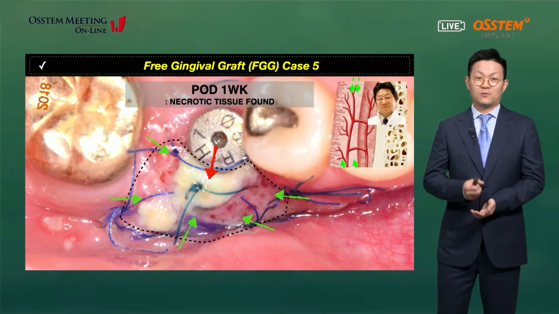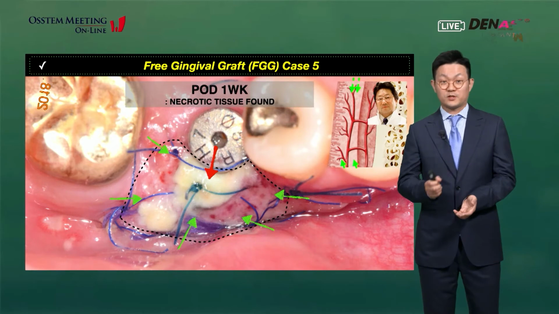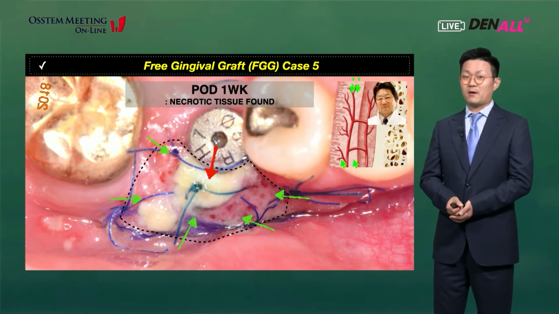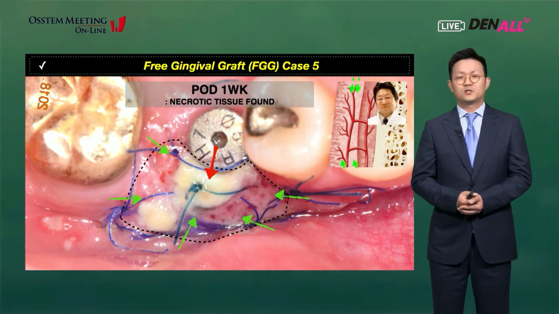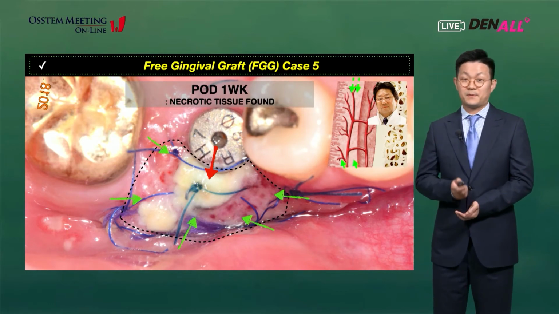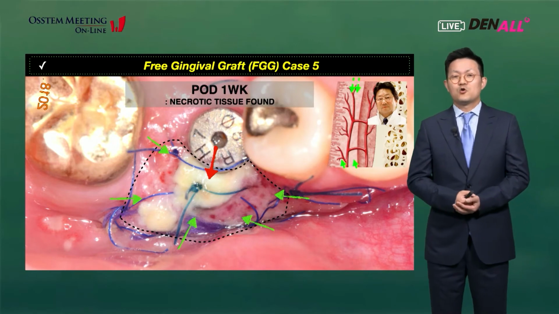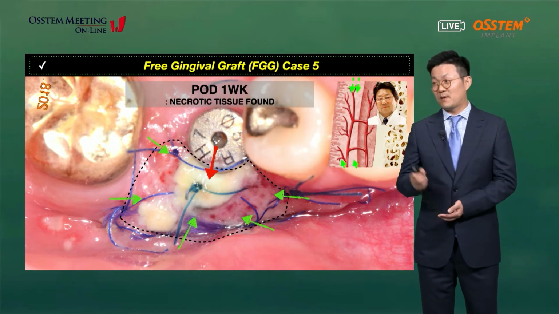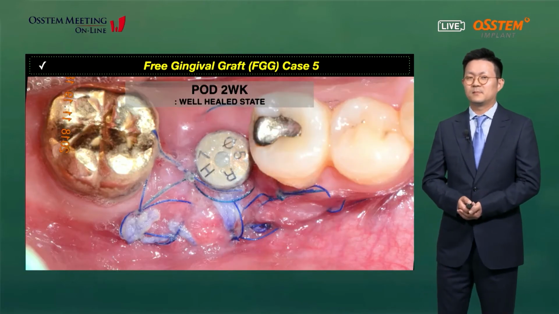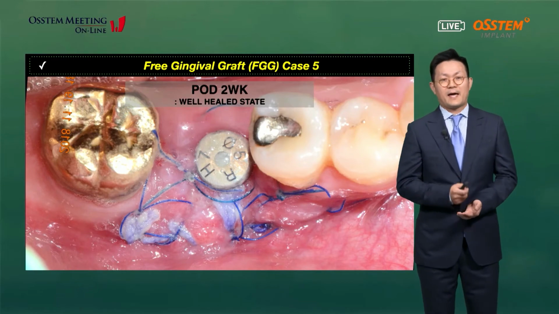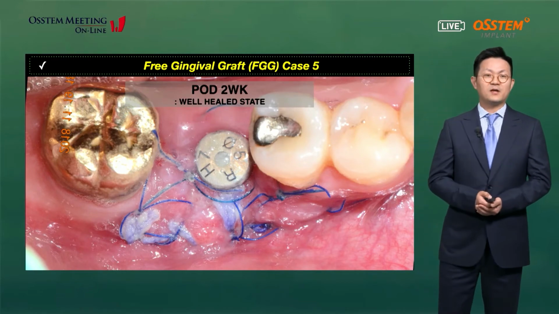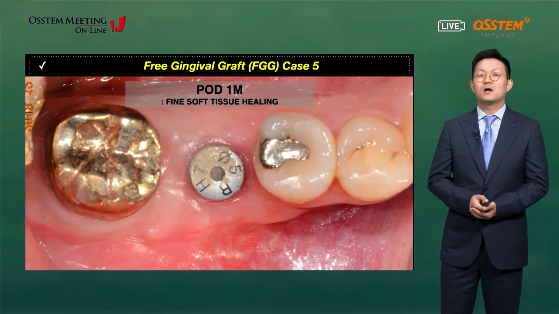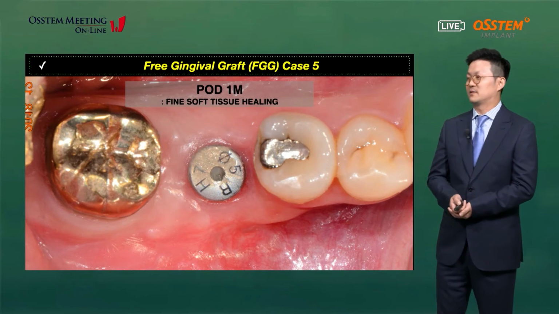As you see, yellowish necrotic tissue is found on the center portion of the graft tissue. Especially the neighborhood area of the healing abutment shows poor healing because the epithelialization of graft tissue would be initiated from adjacent tissue, and the healing abutment is blocking now. But 2 weeks later, at the day of stitch out, we can find the healing around the whole graft area. And post 1 month, fine soft tissue texture was found.